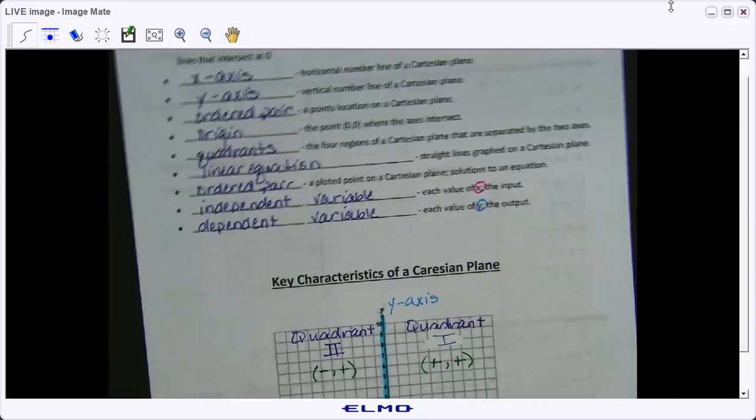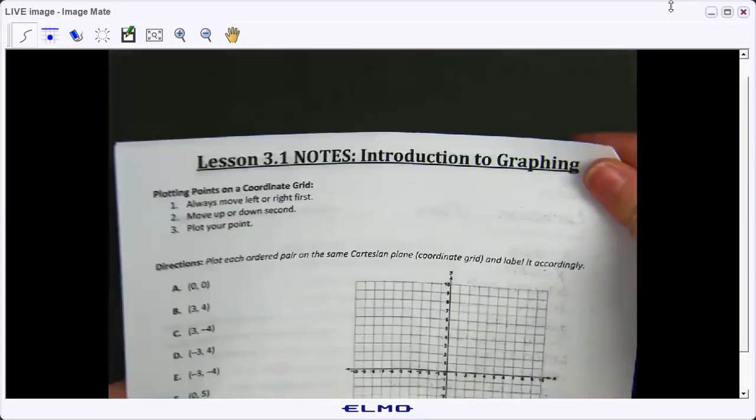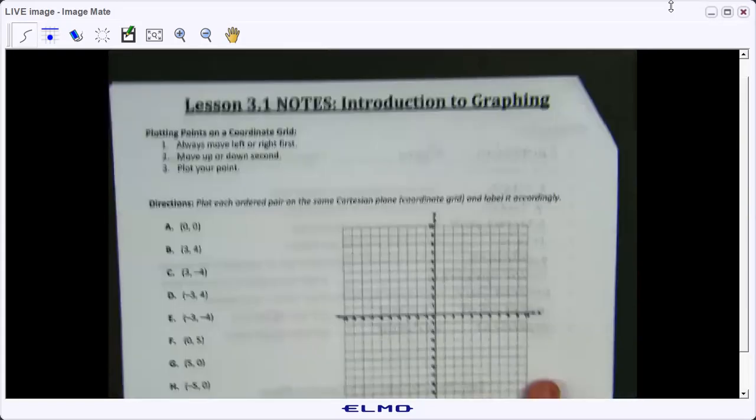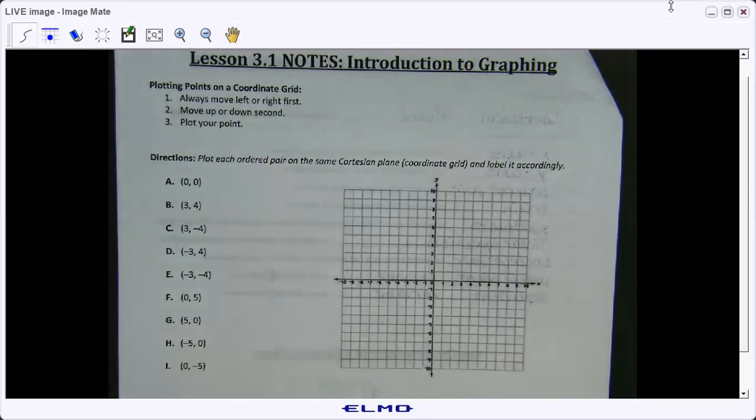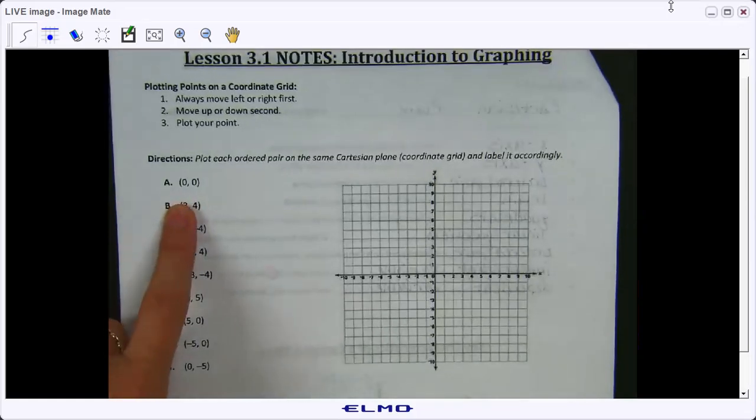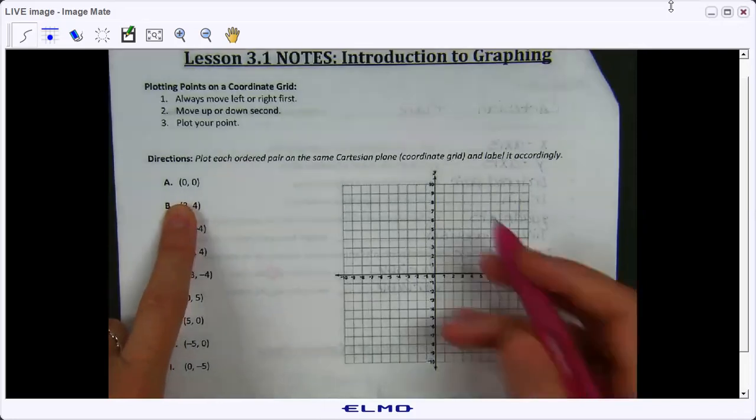Okay, let's go ahead and go to page 2. We're going to be plotting points. Again, this whole page right here is a review. I'm going to have you plot all of these after I explain it a little bit. But remember, for A, your origin is in the middle.